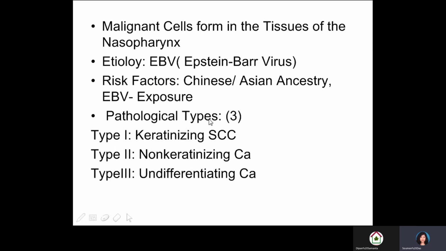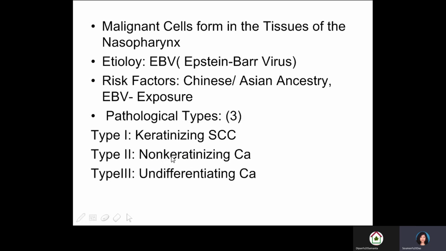Next is pathological types. Based on the histopathological structure, NPC can be divided into three types. Number one is keratinizing squamous cell carcinoma. Number two is non-keratinizing carcinoma. And number three is undifferentiated carcinoma. By the name itself, we can have an idea. In keratinizing squamous cell carcinoma, the inner epithelium of the nasopharynx is replaced by keratinized squamous epithelium, malignant keratinized squamous cells.